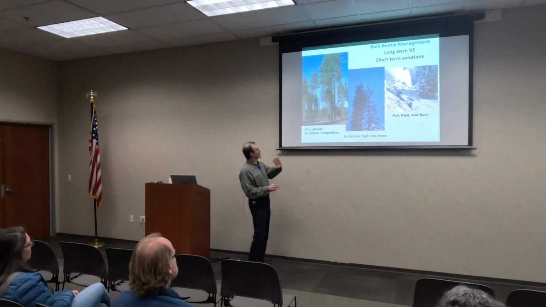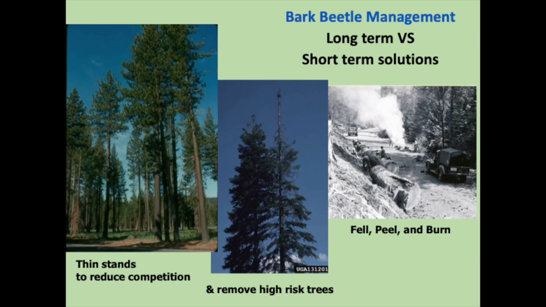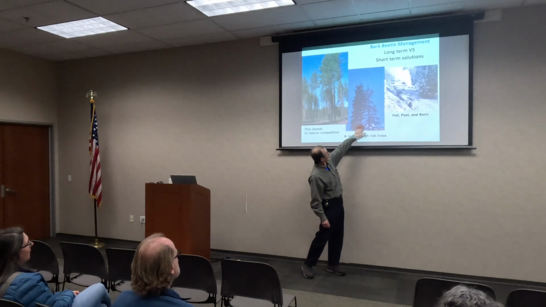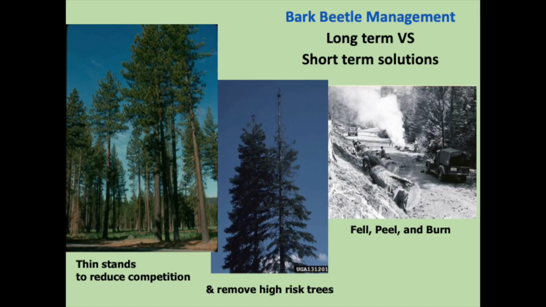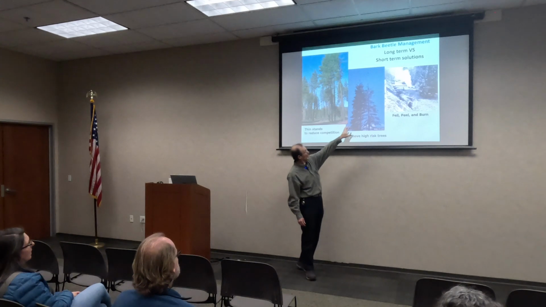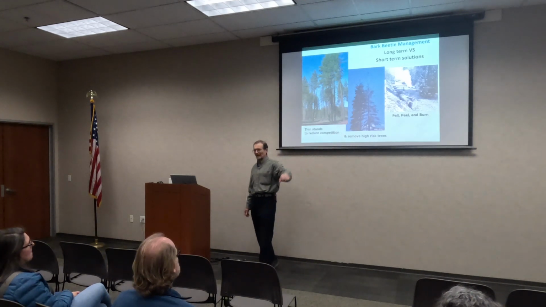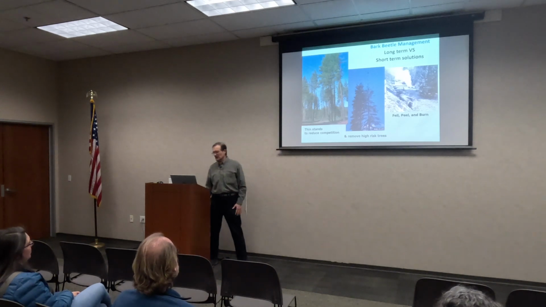What we concentrate more on today is creating healthy stands. So you can thin stands to reduce competition between trees, and you can remove high-risk trees. If you look at these two trees, these are white firs. This one on the right is one that has received a lot of attacks from the scolytus in the past. It actually shows a lot of evidence of crown dieback because of that beetle. You would remove that tree, maybe keep the other one, which has a much healthier crown.